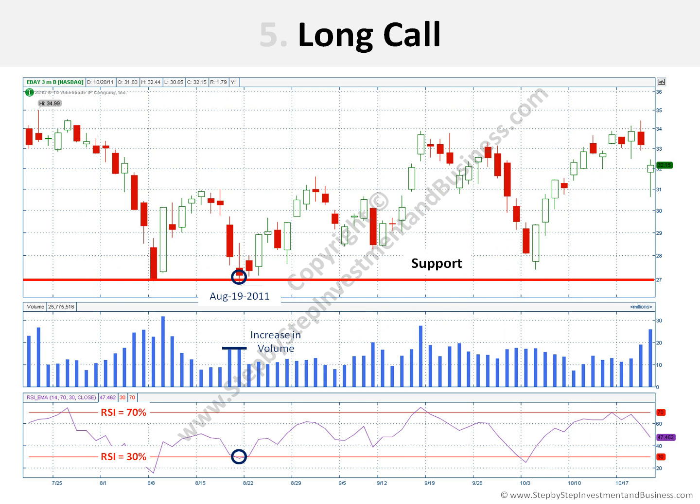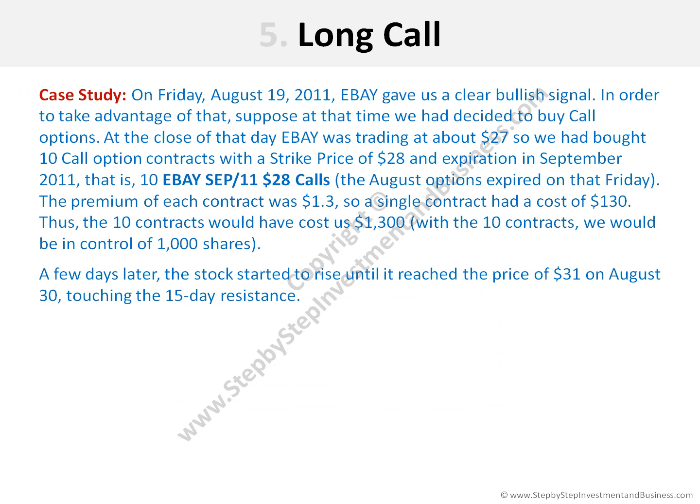Let's see an example of how this strategy works. Here we are seeing the stock chart of the eBay company. As we can see, on August 19, 2011, the company gave us a clear bullish signal because the stock touched support, and this was accompanied by an increase in volume and an RSI below 30%. As we said, on Friday, August 19, 2011, eBay gave us a clear bullish signal.